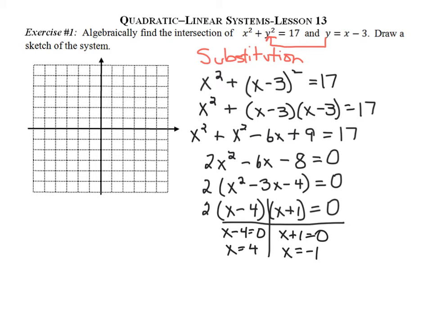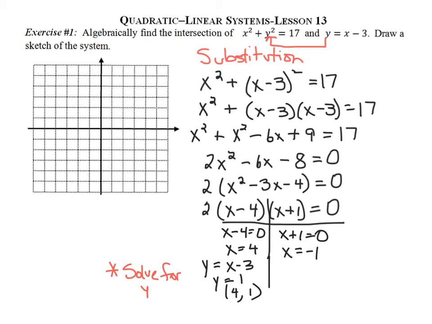Now I'm not done because I know that I've got a circle and a line and I want to know where they intersect, so that means that I need to find a point of intersection. So of course my last step is to solve for y for each of these ordered pairs. So going back to my y equation, y is equal to x minus 3. So if I put 4 in for x, substituting, I get y is equal to 1. So therefore, one point of intersection will be the point 4, 1.